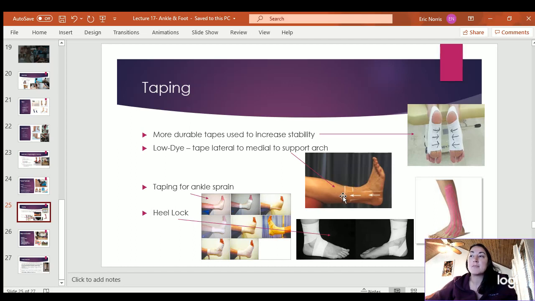Here, the top piece of tape is just an anchor, and then you have a piece of tape on the medial side that you're bringing down and around, and the force is pulling up. It's trying to support the arch. That's the low dye maneuver. You can use these durable white athletic tapes to help support the arch, or you can help block certain movements.